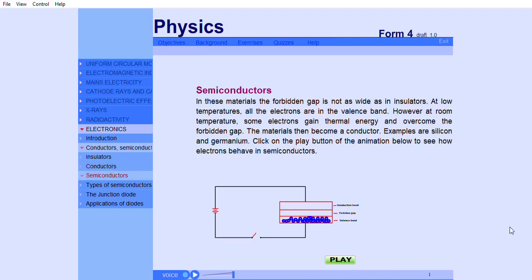Semiconductor. In these materials, the forbidden gap is not as wide as in insulators. At low temperatures, all the electrons are in the valence band. However, at room temperature, some electrons gain thermal energy and overcome the forbidden gap. The materials then become a conductor. Examples are silicon and germanium. Click on the play button of the animation below to see how electrons behave in semiconductors.